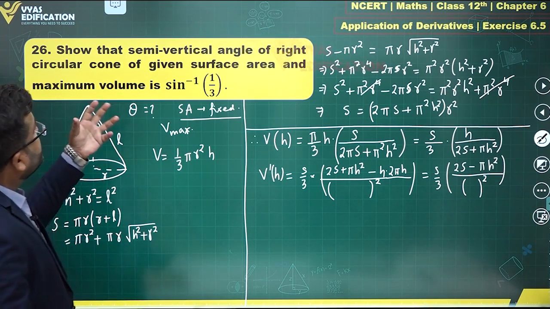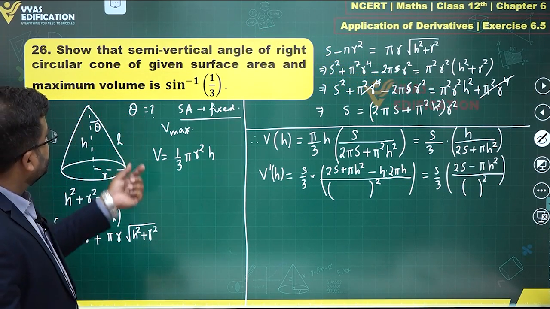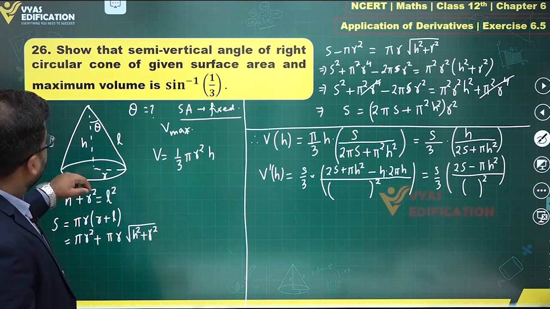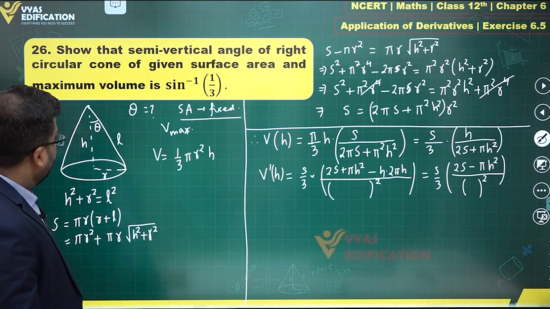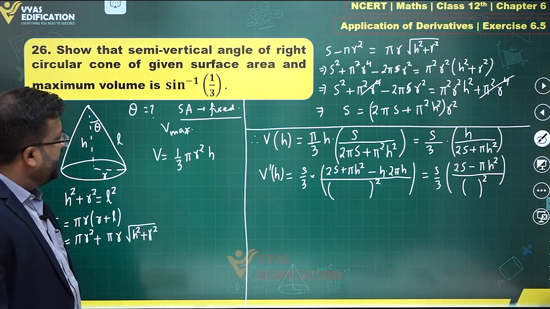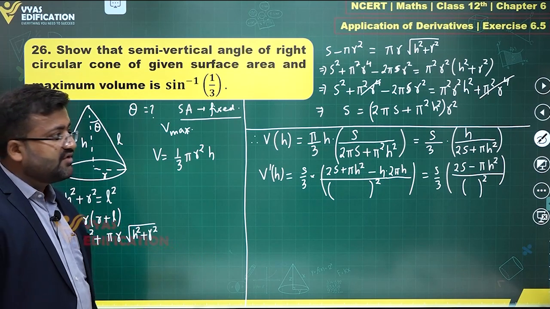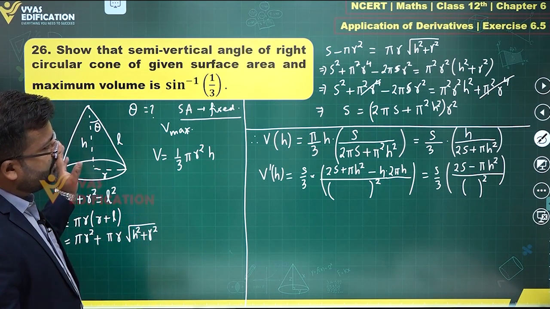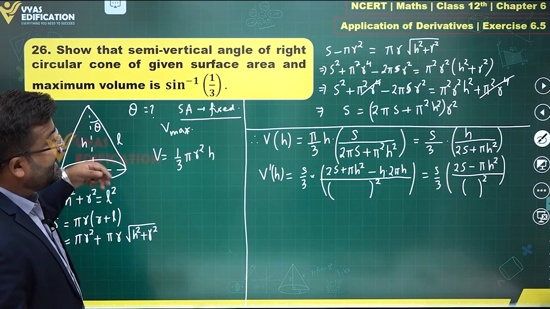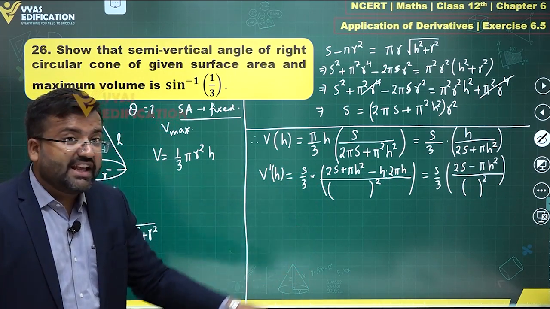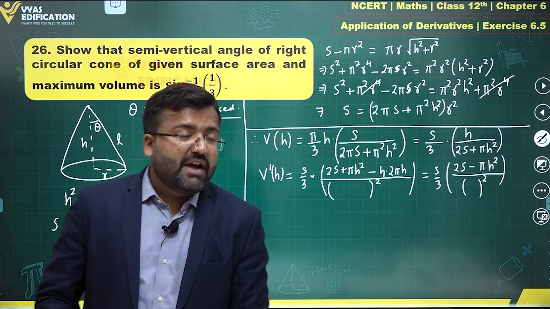What happens? Show that the semi-vertical angle of a right circular cone of given surface area... If the surface area is fixed and let's say we increase the height, then the radius will have to be reduced. So in that case, volume will be 0. Volume will not be maximum, volume will be 0. So at one extreme, volume will be 0, right? So if we increase the height a bit, that particular value of height that we are getting is that critical point at which the volume will be maximum, right?